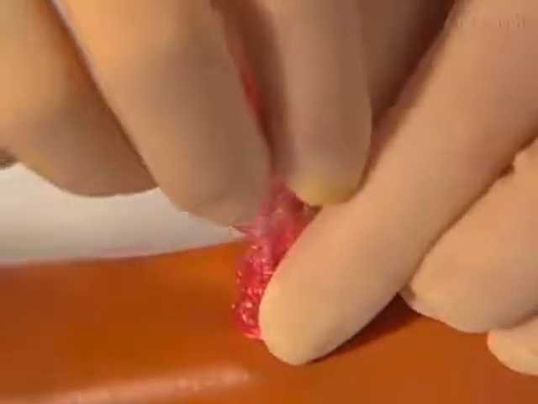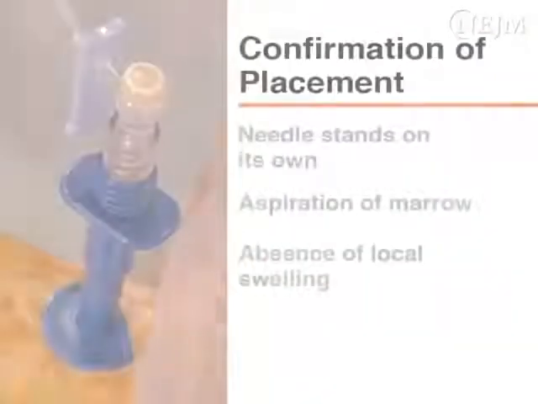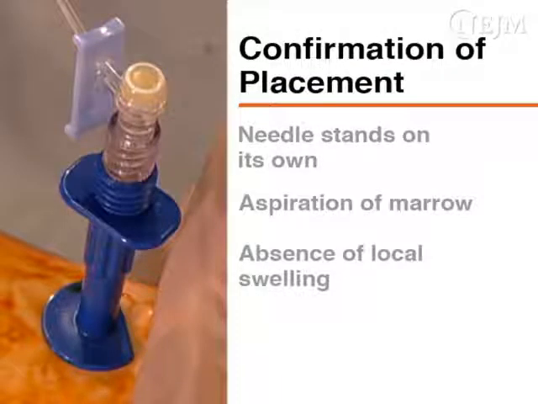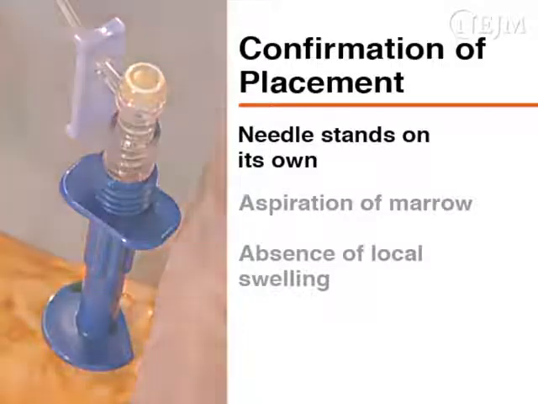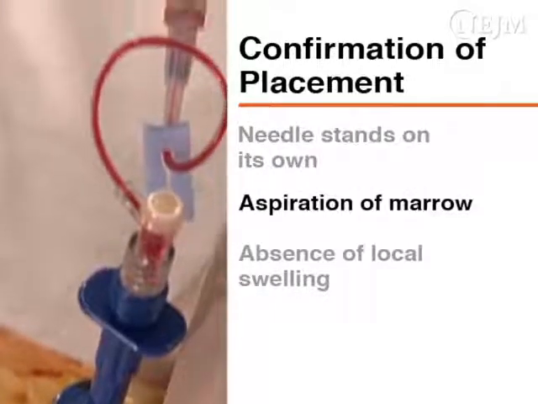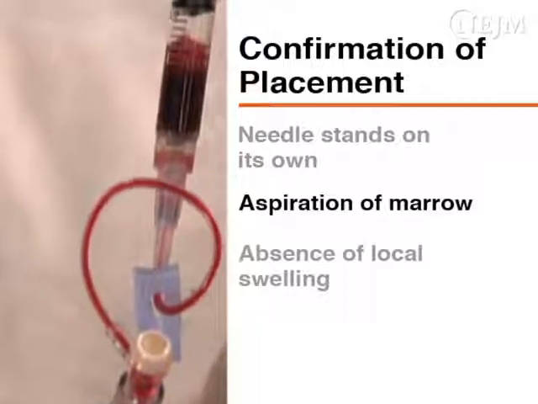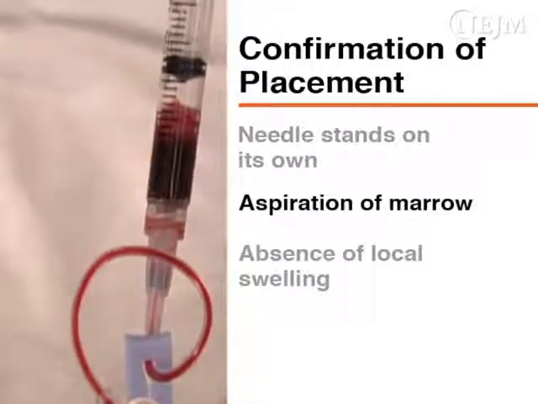Turn the stylet counterclockwise to unscrew it and gently remove it from the needle set. A number of methods can be used to confirm catheter placement. First, the needle should stand on its own because of the lateral support of the bony cortex. Aspiration of marrow contents also signifies that the catheter is likely to be in the appropriate cavity.